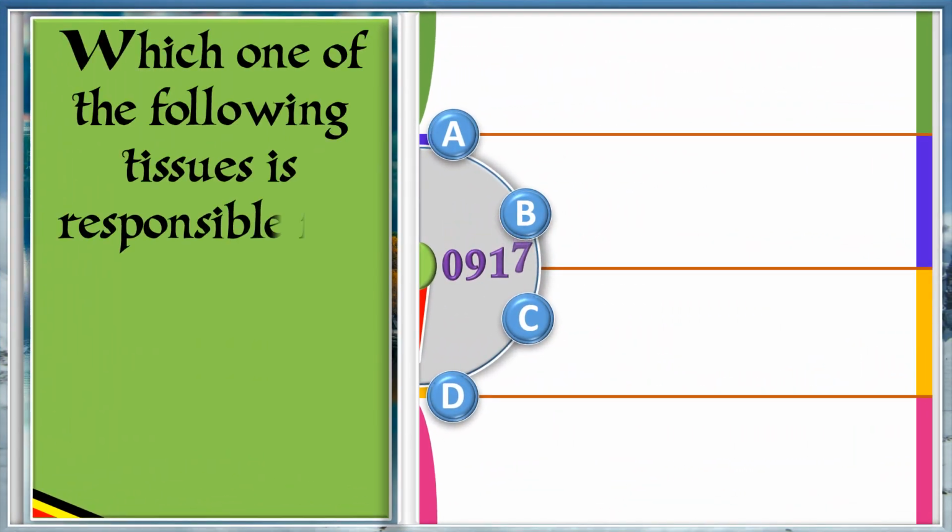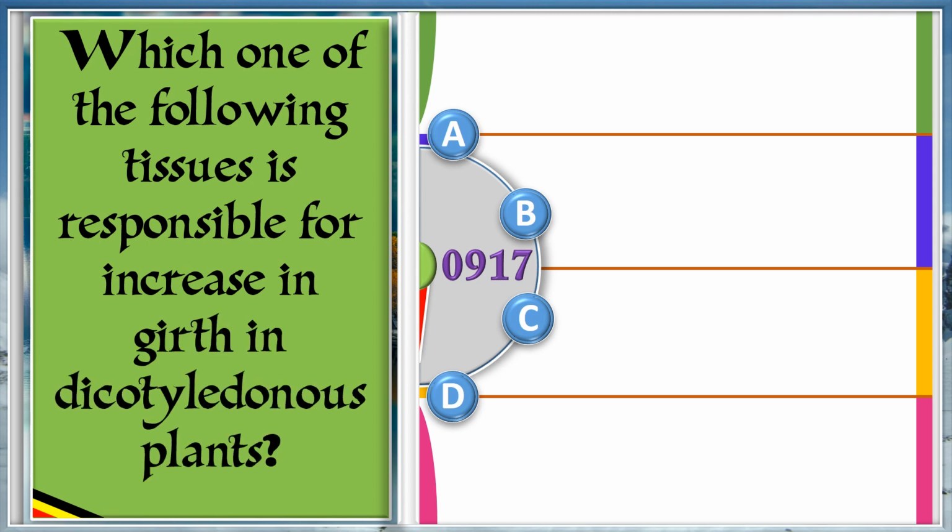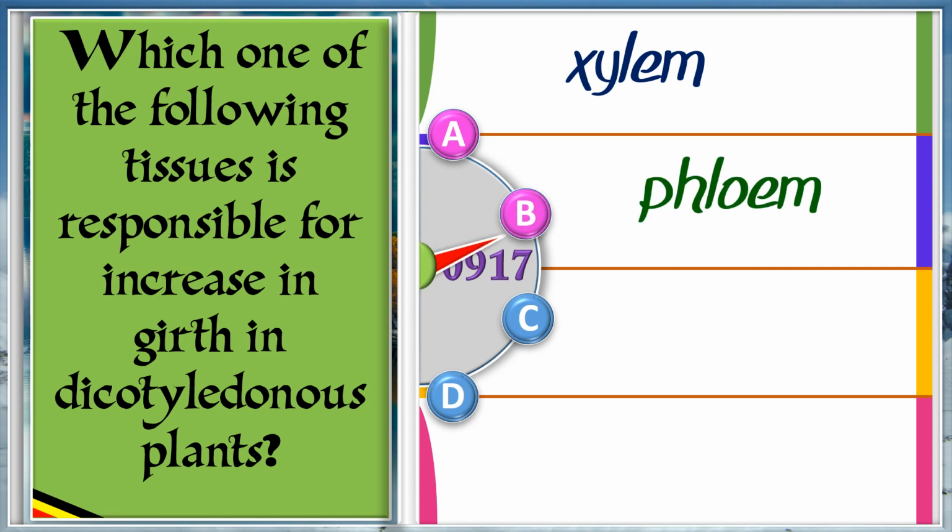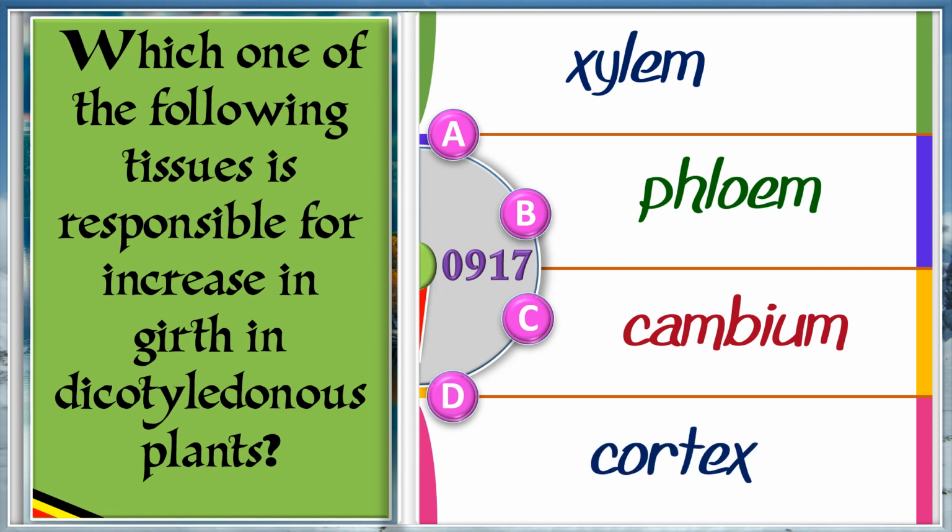Which one of the following tissues is responsible for increase in girth in dicotyledonous plants? A, xylem. B, phloem. C, cambium. D, cortex. And the answer is C, cambium.